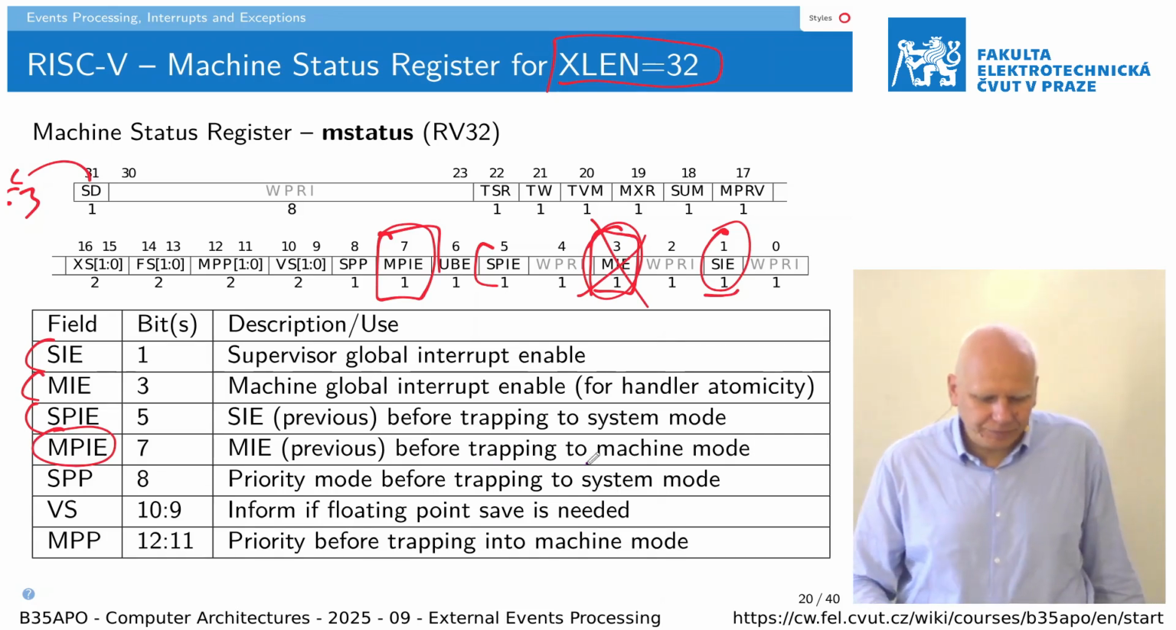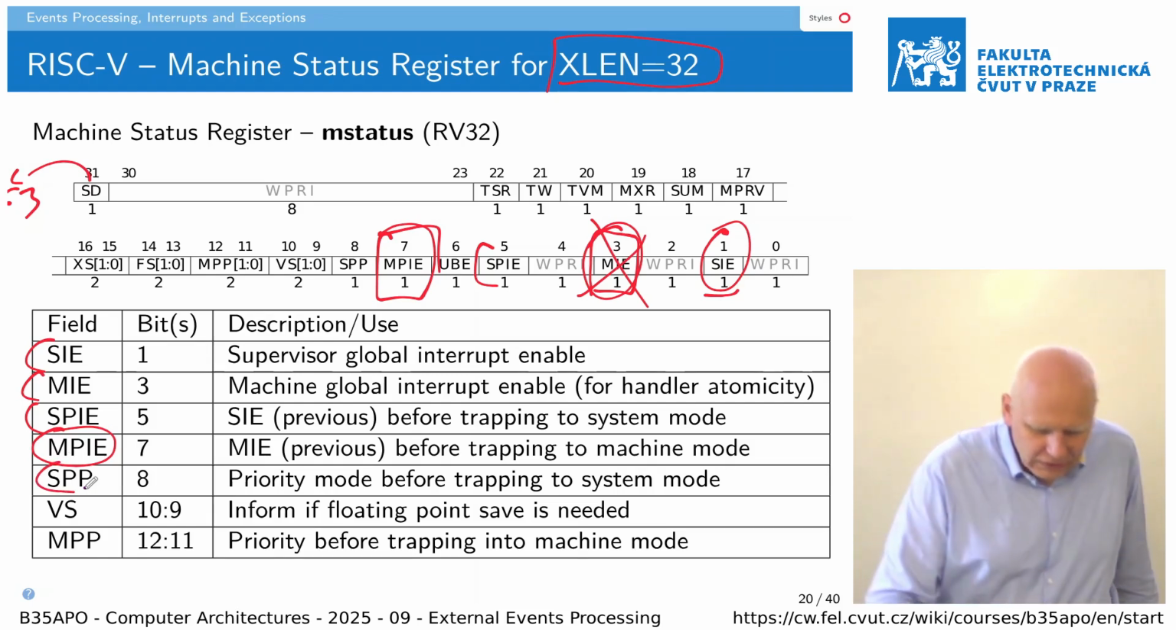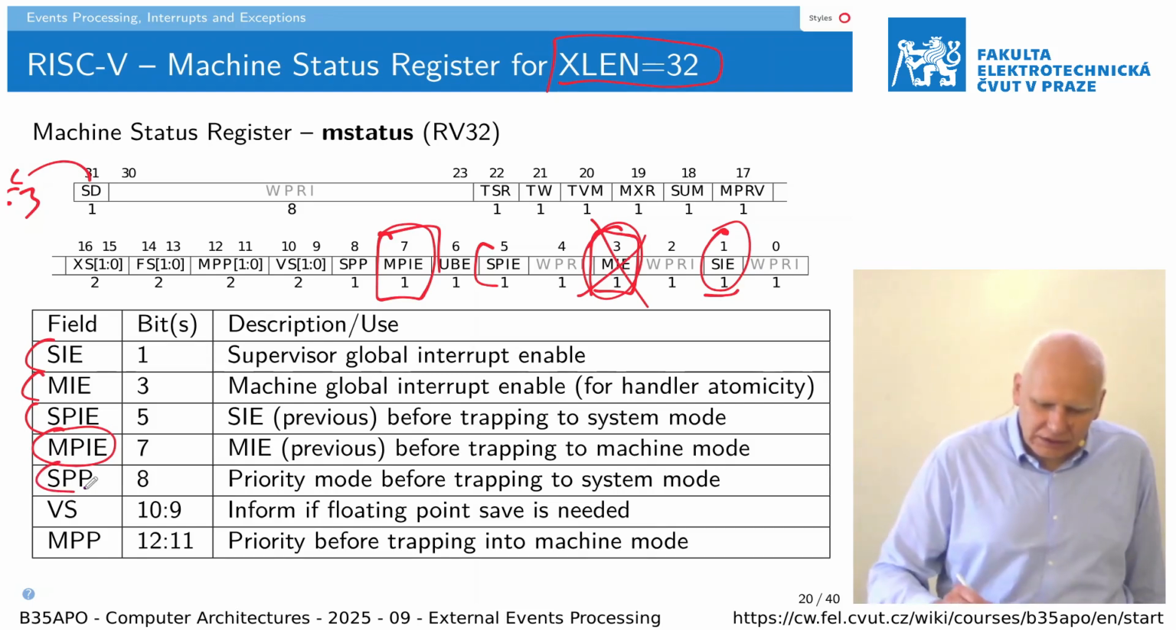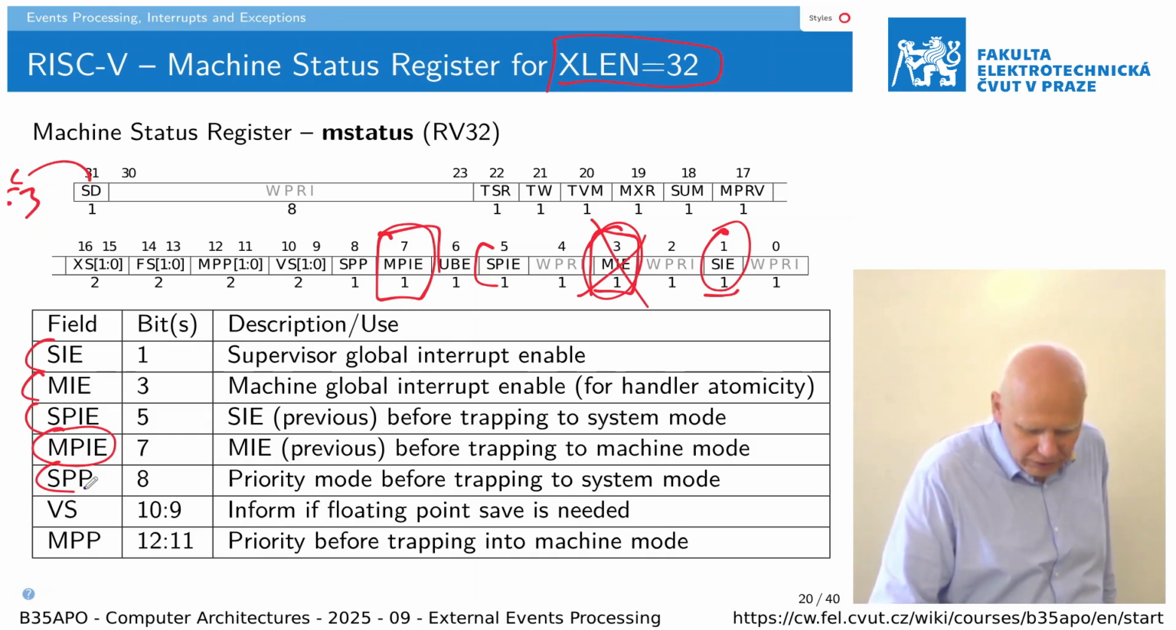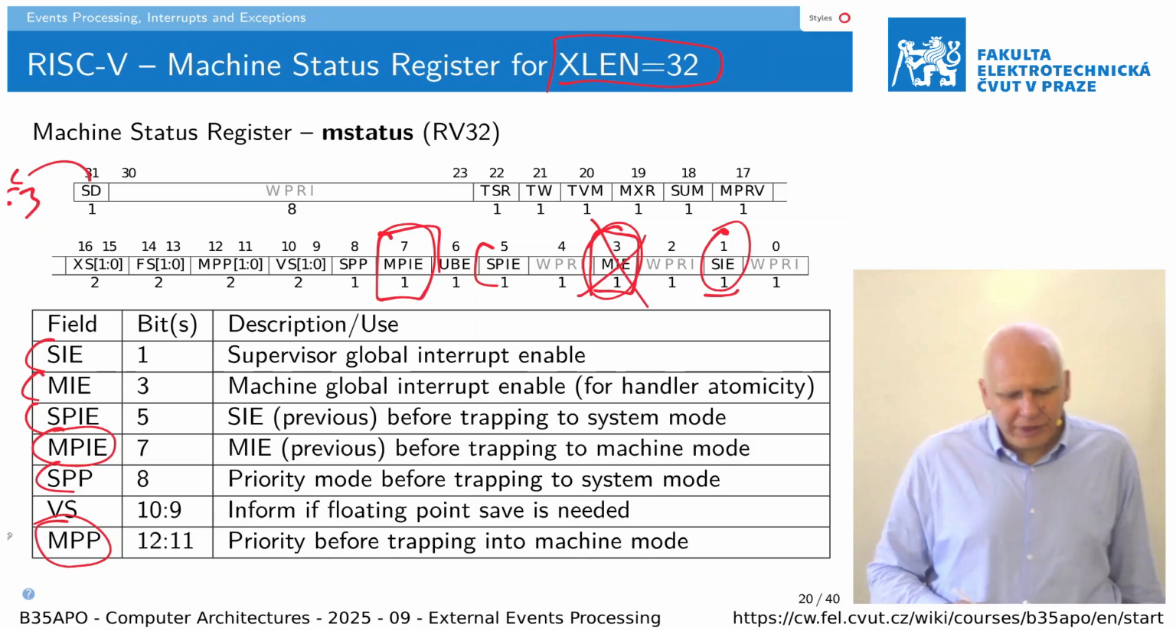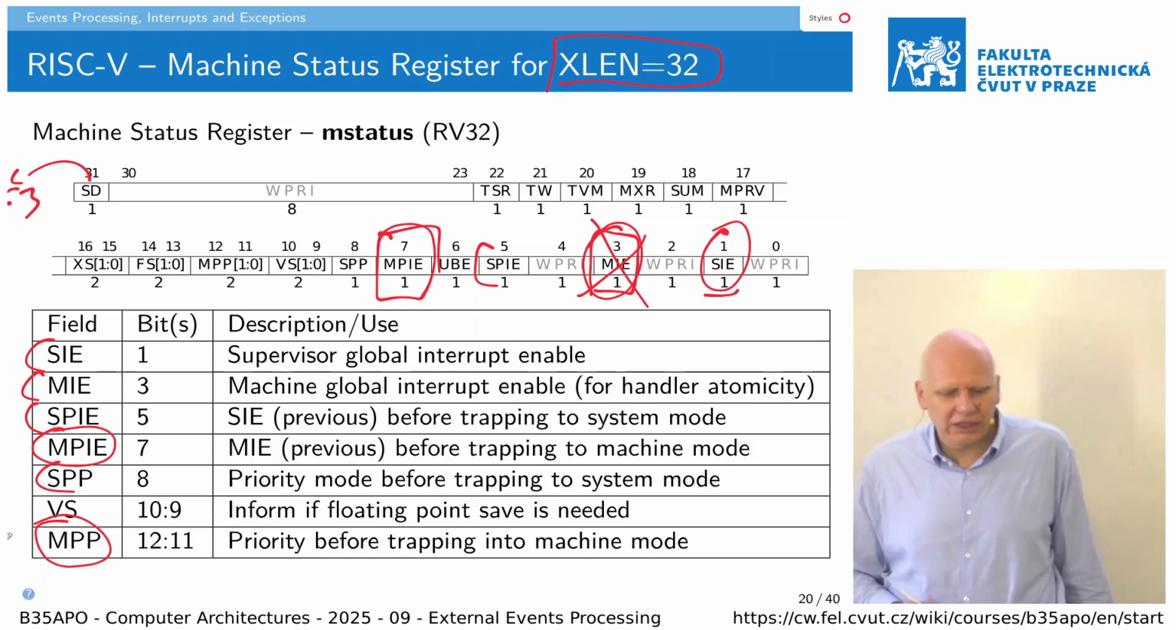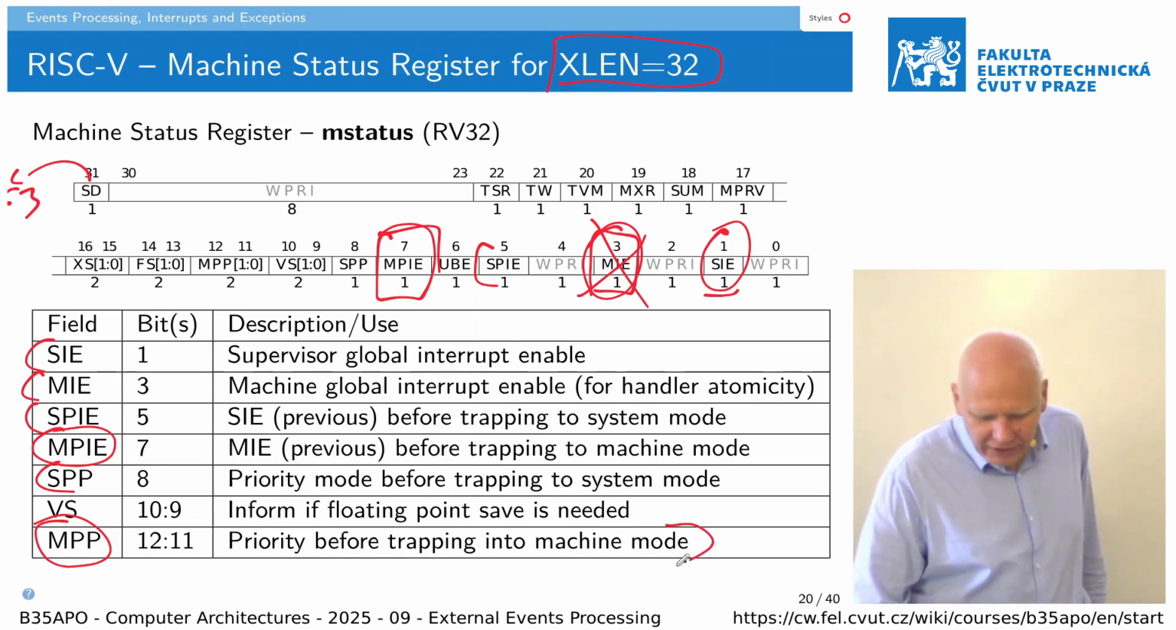And we need to know the priority between the switch to supervisor mode. It is not important for us, but we need even the previous mode, the privilege before trapping into machine mode.